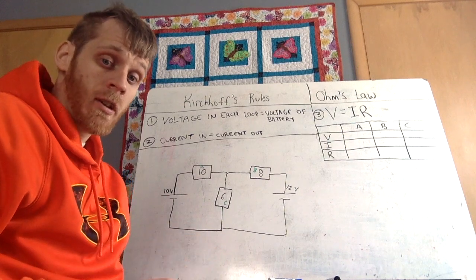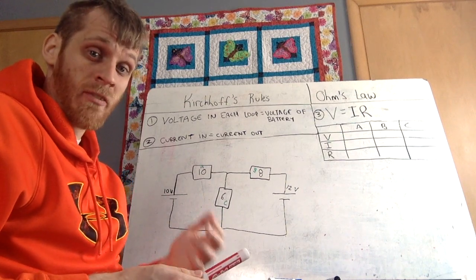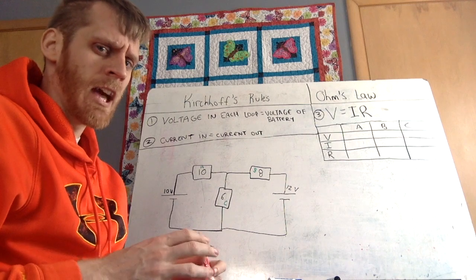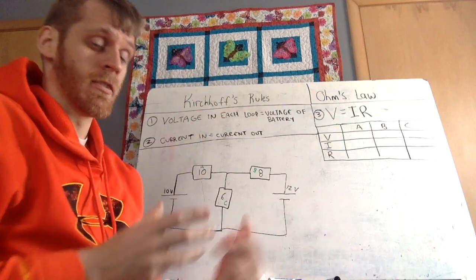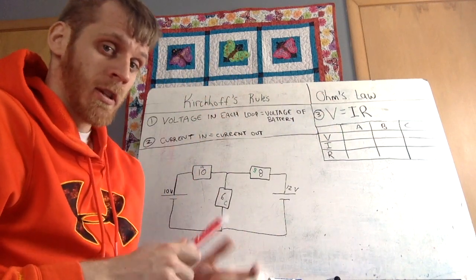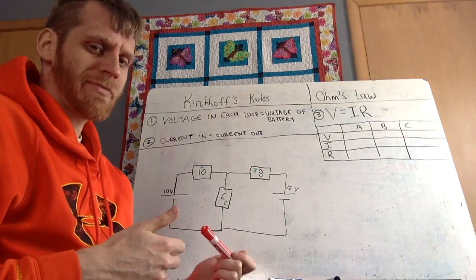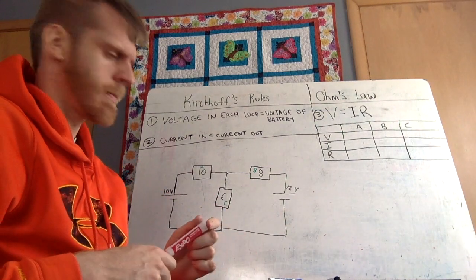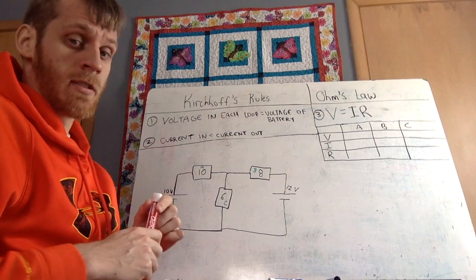All right, the last type of circuit that could be thrown at you is if you have multiple batteries. And not only that, but multiple batteries in different locations of the circuit. It makes it a little trickier, but not too bad. I don't think it's as hard as combination circuits. Okay, so what you do is the same rules.